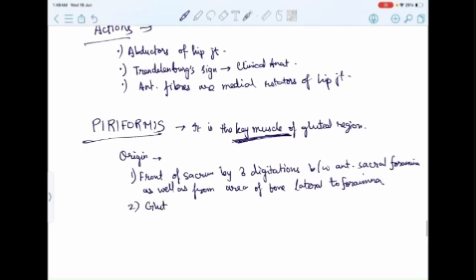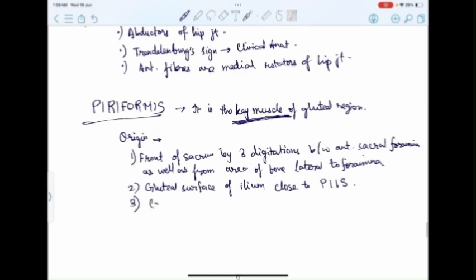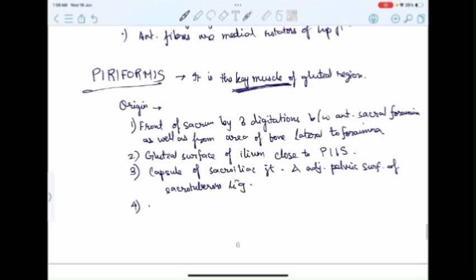Then the gluteal surface. The main origin is the first one. The remaining parts are related to the lower limb, because you're studying the lower limb, so you also have to know which parts are related to it, because that actually comes under abdomen and pelvis. So the gluteal surface region close to the posterior inferior iliac spine, PIIS. Capsule of the sacroiliac joint and the adjoining pelvic surface of the sacrotuberous ligament. See, I told you a lot of ligaments give origin to muscles, so don't be confused or shocked. Upper margin of the greater sciatic notch.